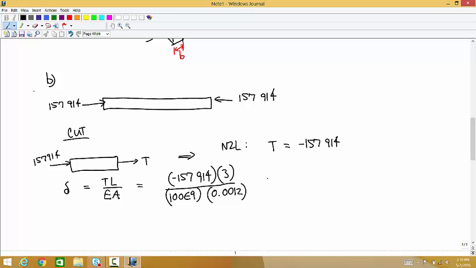So what do you get for the elongation? Negative 0.0039 meters, so 3.9 millimeters. Yep, shortened by 3.9 millimeters.